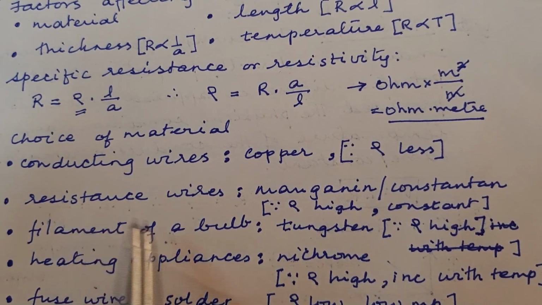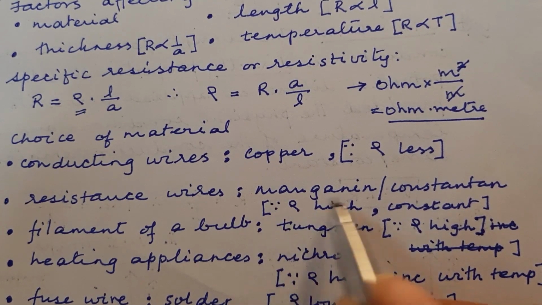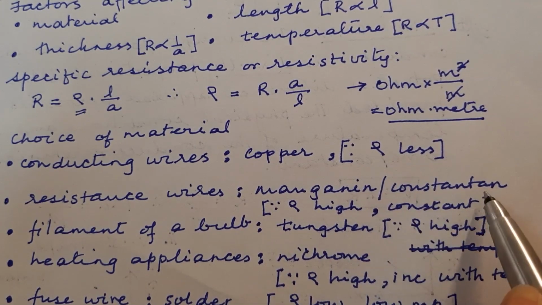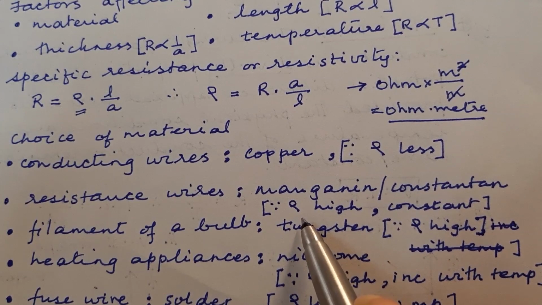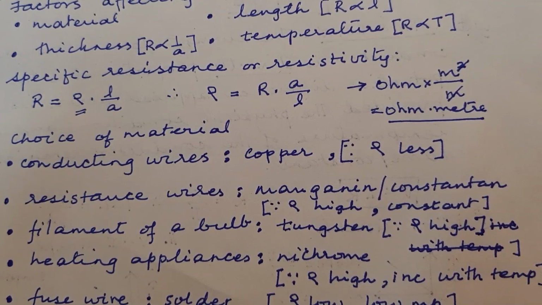Number 2 is resistance wires, that is standard resistances, that is made of manganese or constantan. These alloys, their specific resistance or resistivity is high and it remains constant with the change in temperature. The filament of the bulb is tungsten since it has high resistivity and it has high melting point also.